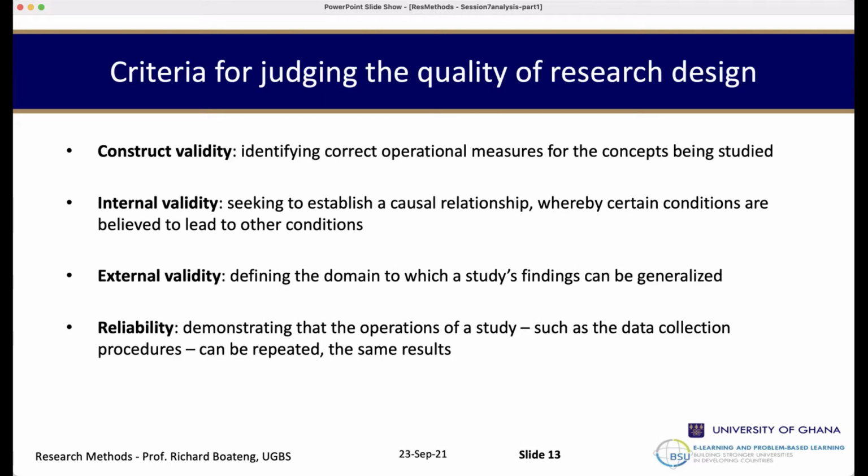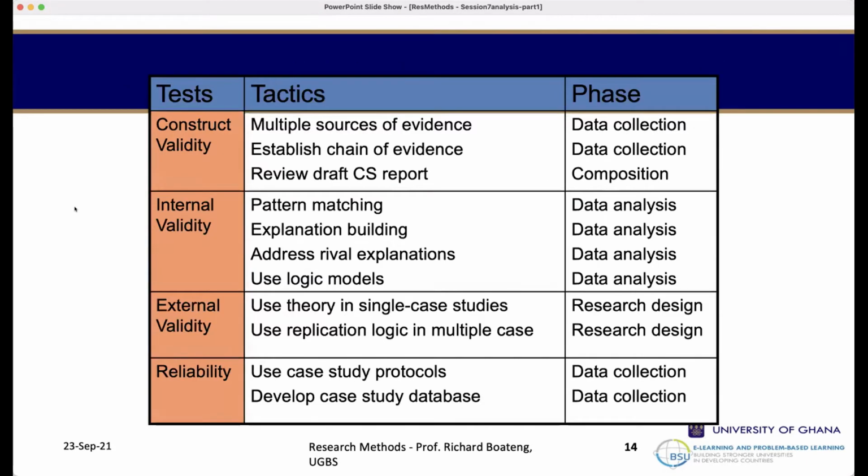Reliability means that you are demonstrating that the operations of the study, given maybe a time being constant, when I go and collect the data, I can repeat and get the same results. So that's what will come up. So to be able to achieve all of these, we have certain principles that have to be satisfied, or tactics.